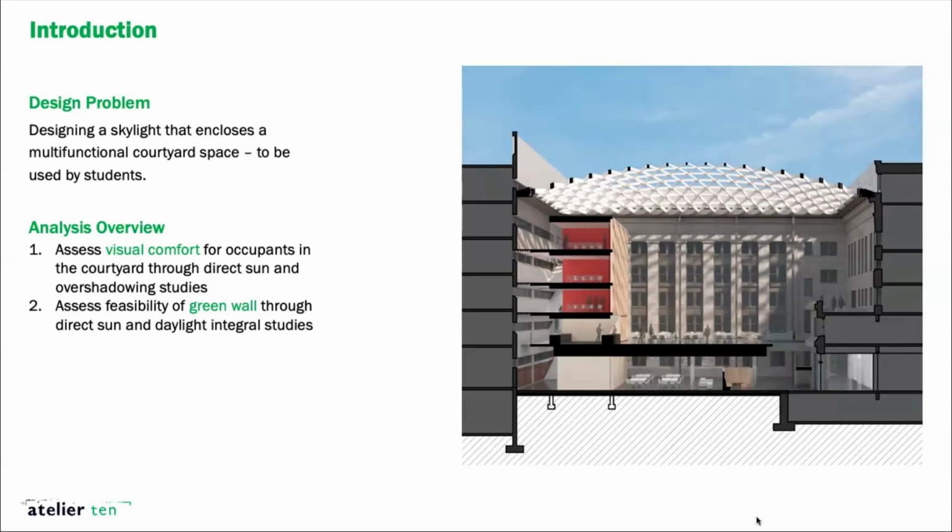Another aspect of it is they wanted to introduce a lot of greenery. This courtyard is cut off on all sides, so it doesn't have any access to views of nature. So they wanted to add a green wall on this new stack design in the courtyard to ensure that they have some sort of connection to greenery within this space. And so there are 2 conflicting ideas: wanting to manage direct sun for visual comfort, but also ensure that there's sufficient direct sun for plant growth on this green wall.